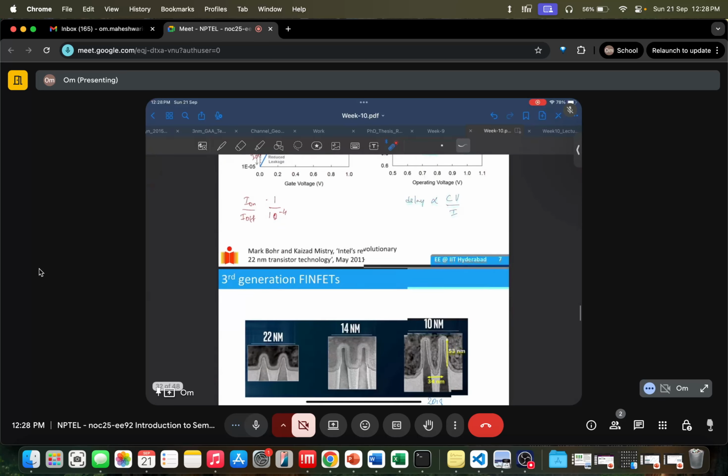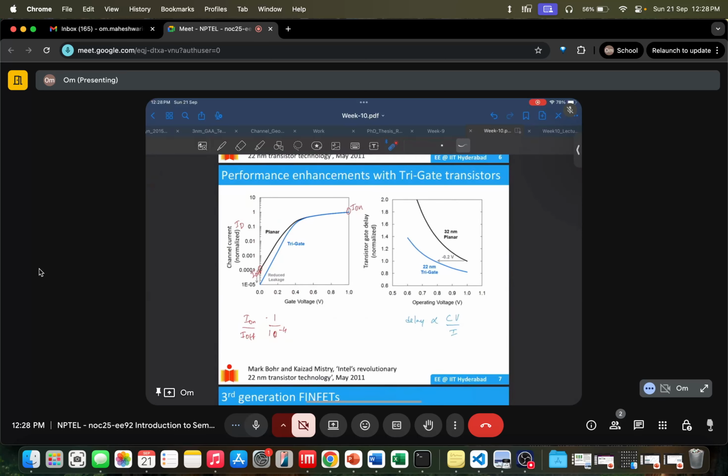So this helps us to improve. From planar to trigate, you see, for constant Ion, we are having much lower leakage current. So your Ion by Ioff ratio is improving for FinFETs or trigate FETs. And your delay is also reducing because your current is increasing.